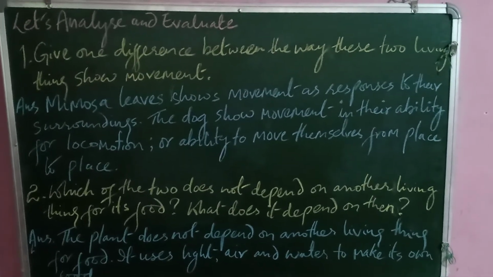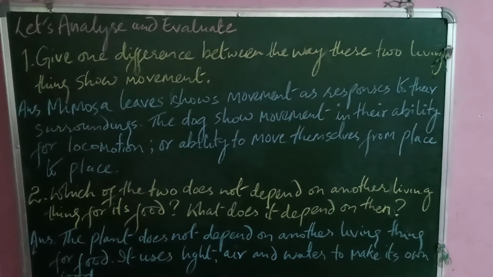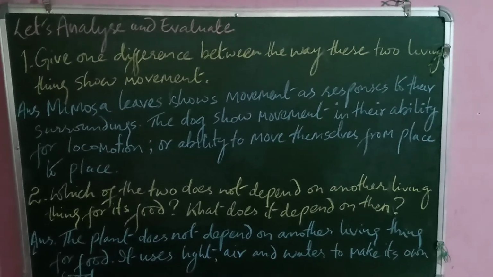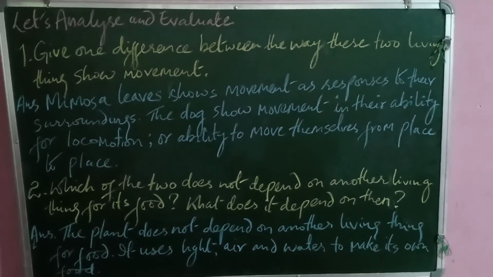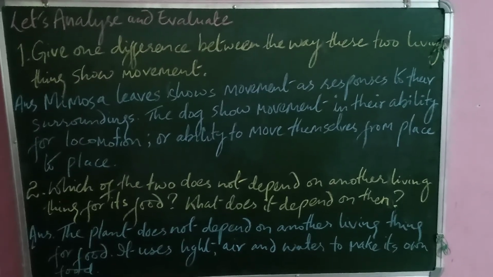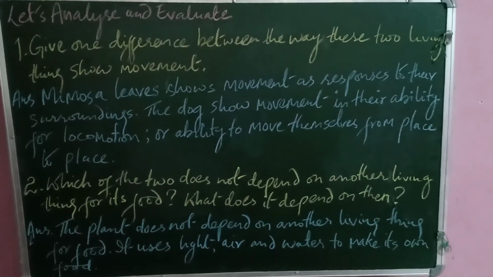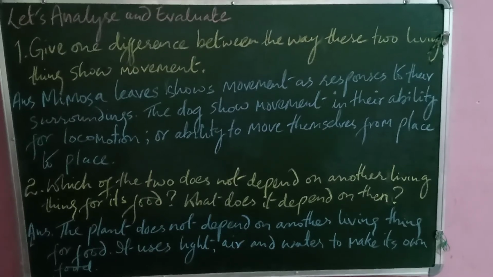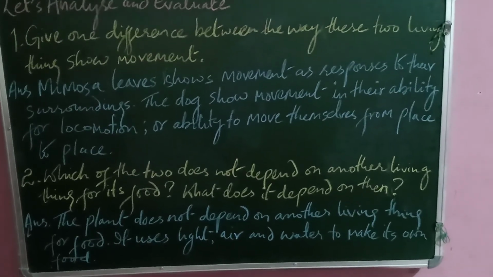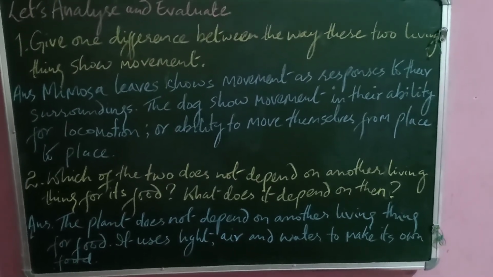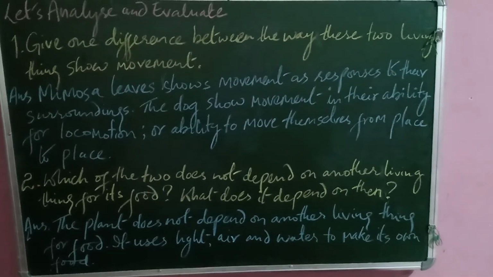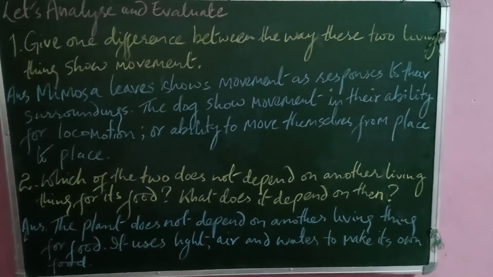Then we have question 2. Which of the two does not depend on another living thing for its food? What does it depend on then? So you have to write, plant does not depend on another living thing for food. It uses light, air and water to make its own food.